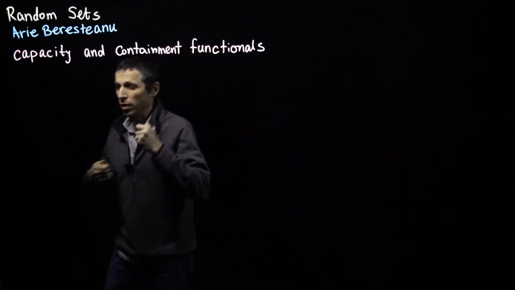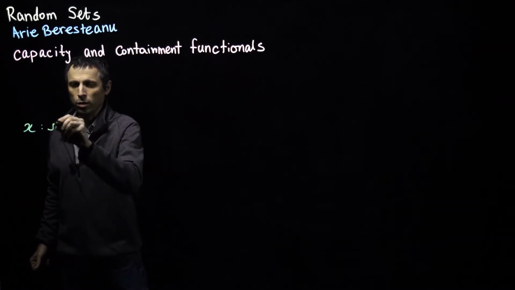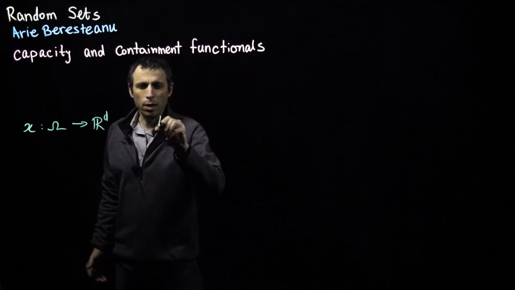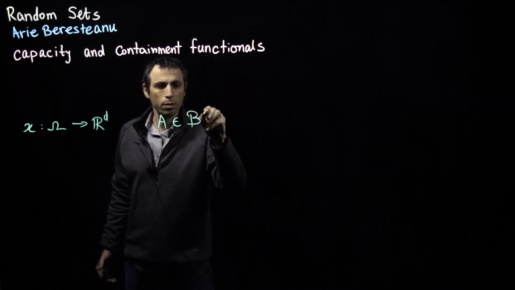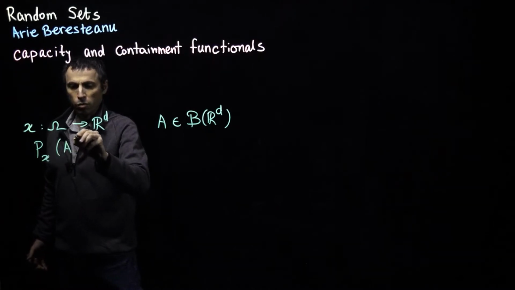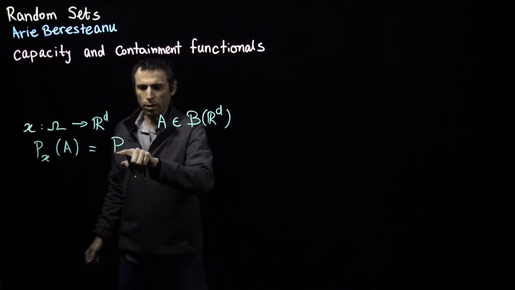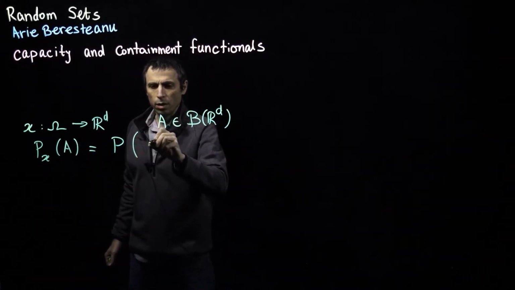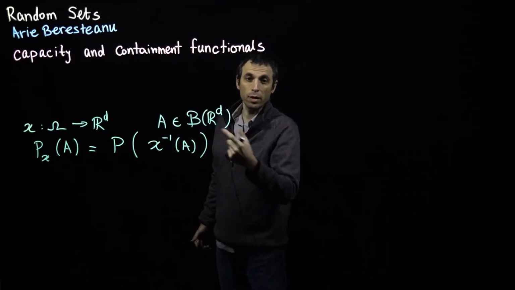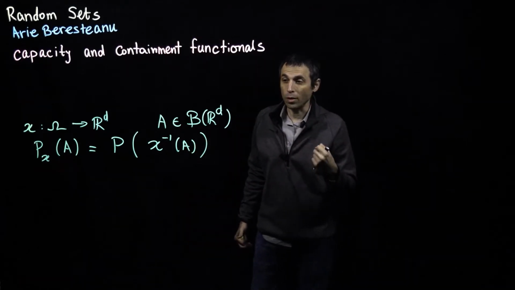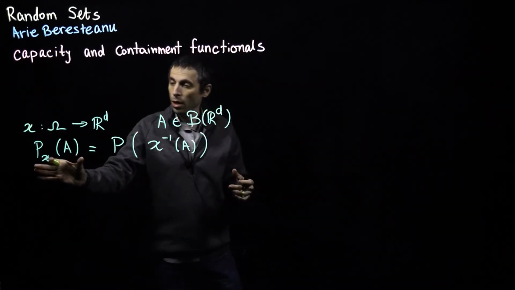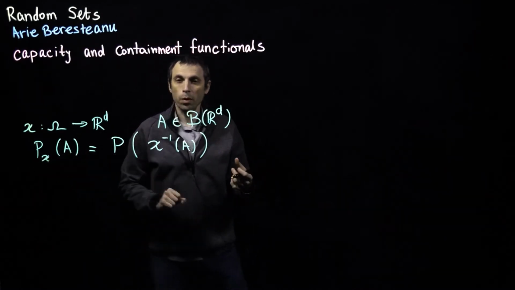Let's remind ourselves that if we have a regular random variable X, the one that goes from Omega to R^d, for any A in the Borel sets of R^d, we can write P_X(A) to be equal to the probability, from the probability space, of the set X^{-1}(A). This is well defined because X^{-1}(A) is a member of the sigma algebra, so we can evaluate the probability of that set. This is a probability distribution, or a probability measure, induced by the random variable.